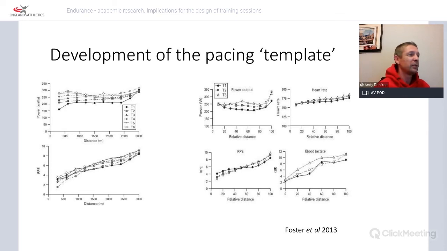The figure underneath that is showing the perceived exertion profiles, and again we can see that individuals were relatively conservative on the first trial, but as trials progressed, they adopted more aggressive perceived exertion profiles, starting at higher levels of perceived exertion in the early stages.